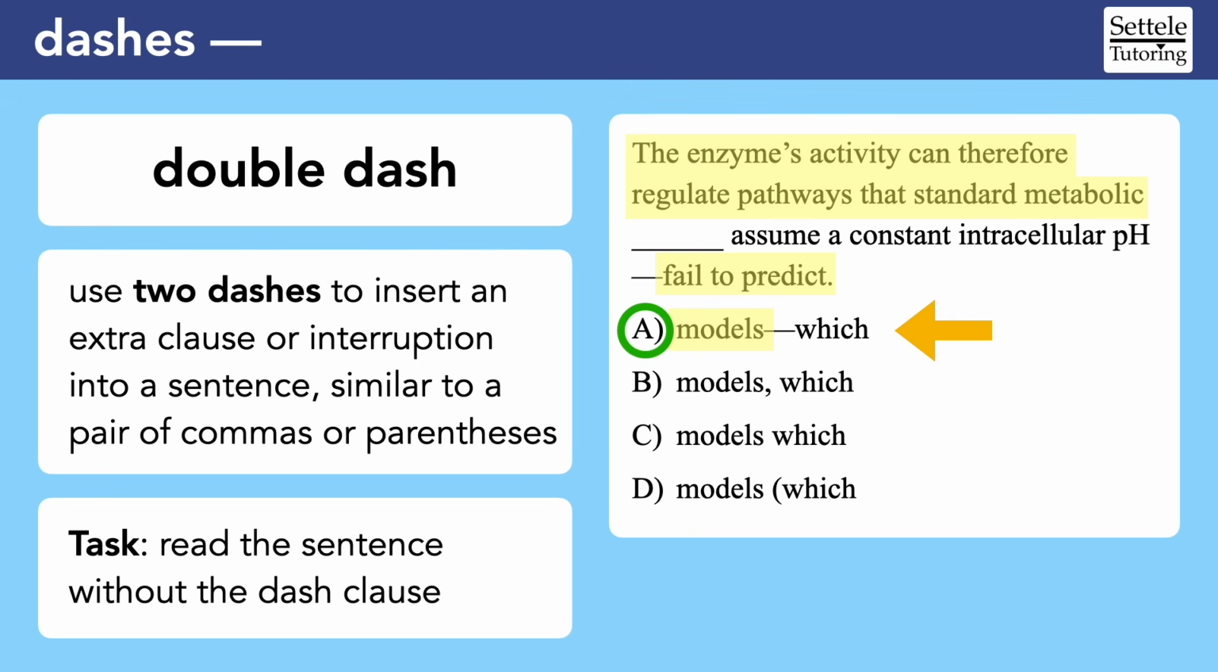The words between the dashes, which assume a constant intracellular pH, are just extra information that isn't necessary to the structure of the sentence. To be clear, we could have also used 2 commas or a pair of parentheses to separate that extra clause from the yellow sentence, like in choices B and D. But we need to start the interruption the same way we end it, and the SAT is going to make one of those choices for you, so you'll often be matching one end of the interruption to the other end. In this case, the SAT decided to end with a dash, so we had no choice but to start with one as well.